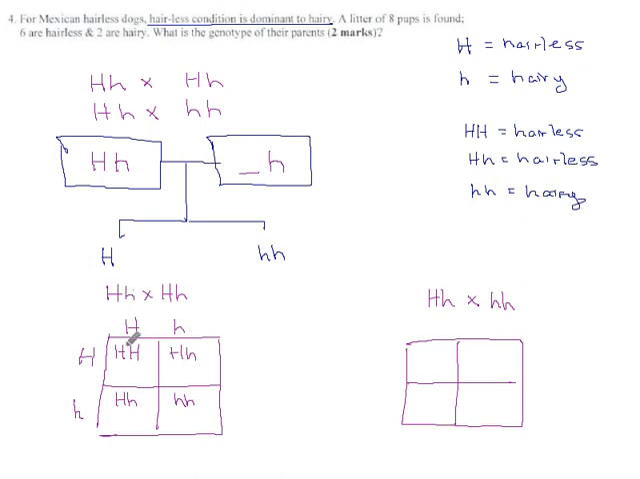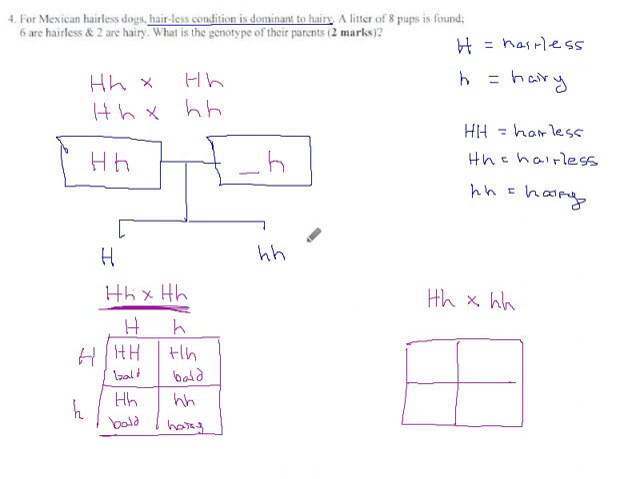What does this give us? Anything with big H is going to be hairless, so I'm going to write bald because it's quicker than writing hairless. Bald, bald, bald, and this one is hairy. This is 75% bald and 25% hairy. This is looking good, actually. This is a great match for what we have, the 6-2.